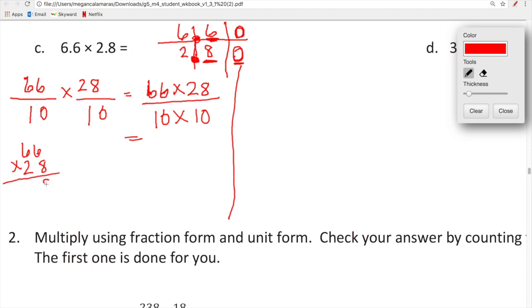6 times 8 is 48, my favorite multiplication expression. 6 times 8 is 48 again, woohoo! And then 4 plus 48 is 52.